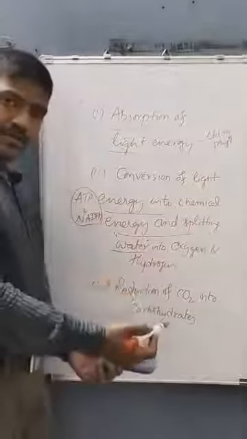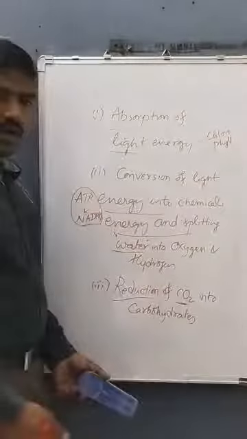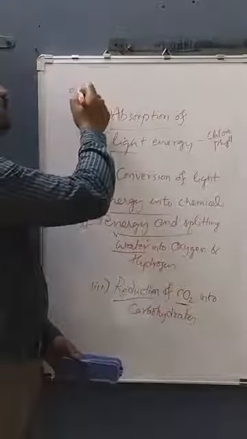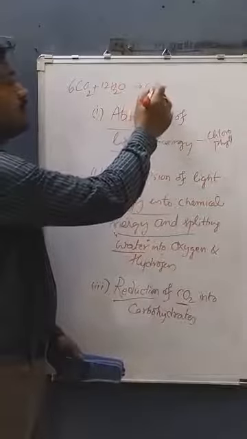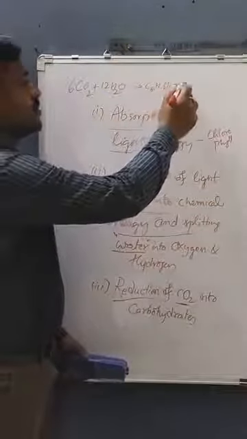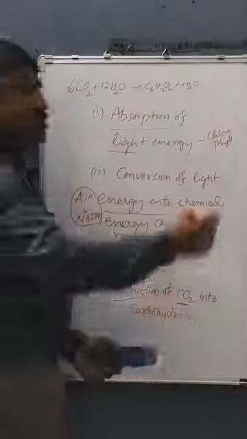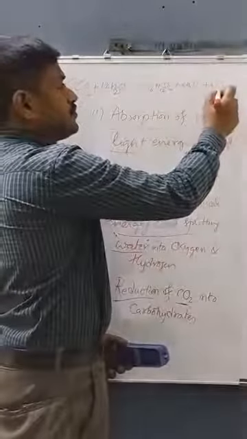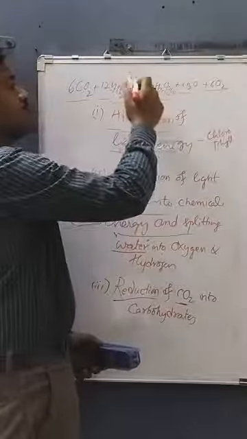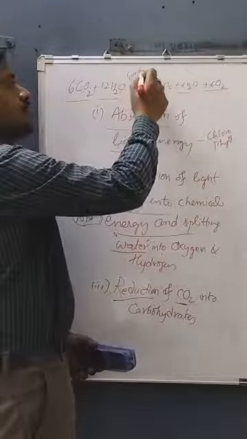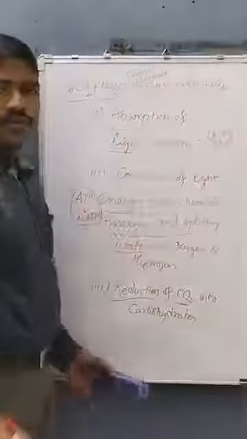And adding hydrogen to anything is called reduction. So adding hydrogens makes the CO2 into carbohydrate. So 6 CO2 plus 12 H2O gives C6H12O6 plus 6 H2O and 6 O2. In this, sunlight and chlorophyll both are involved.